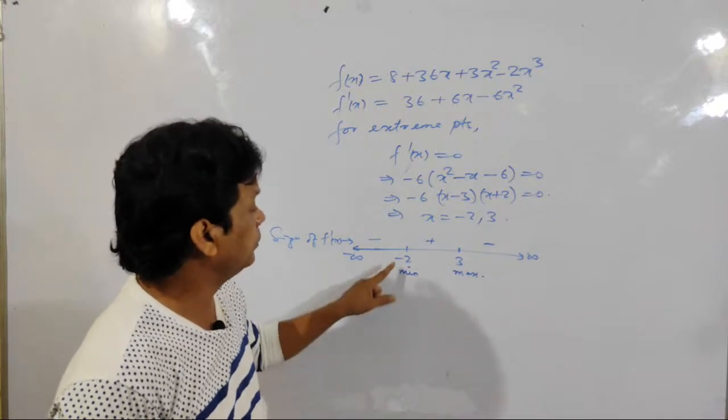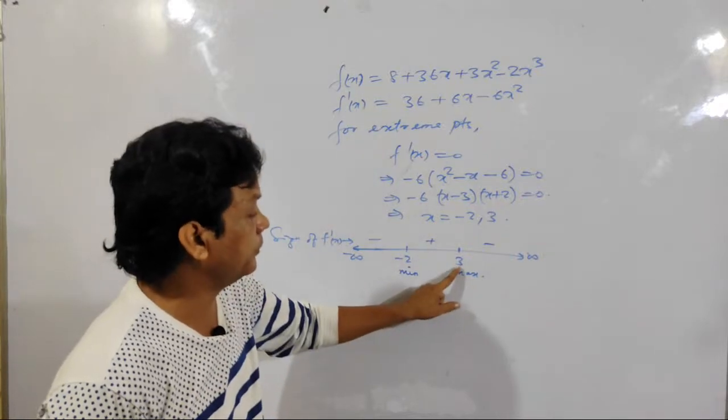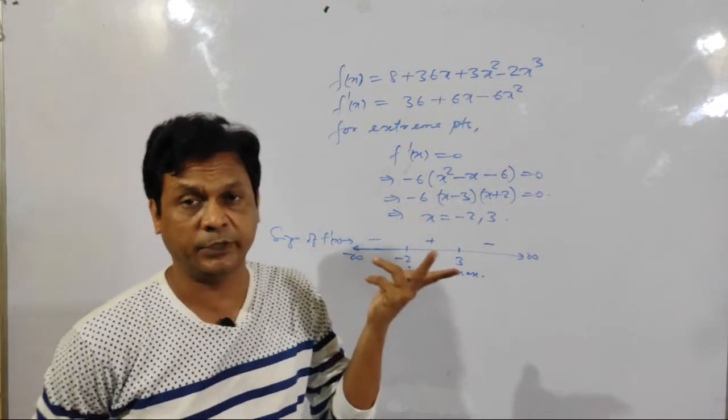And what is the minimum value? Put x is equal to minus 2. And what is the maximum value? You put x is equal to 3. You will get the maximum and minimum value. Clear?